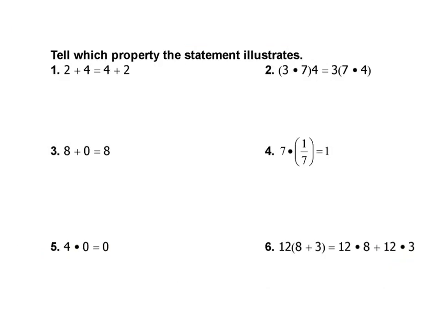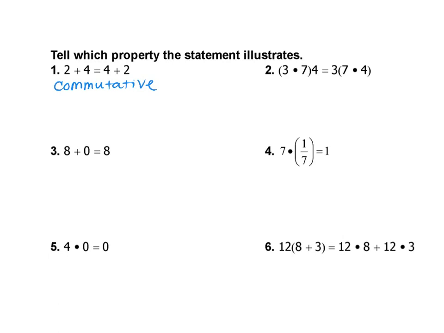So, the first one, what is the first one? Commutative, right. Excellent. 2 is communicating with 4. 4 is communicating with 2. Shh, keep it down, please. So this is commutative property of addition. So let's write that down. C-O-M-M-U-T-A-T-I-V-E.